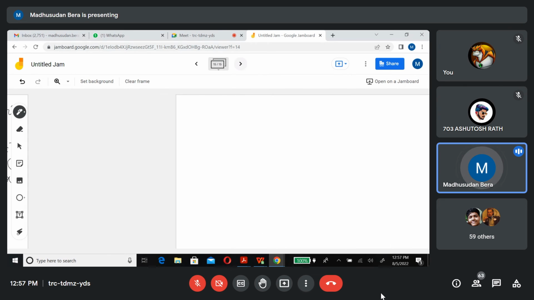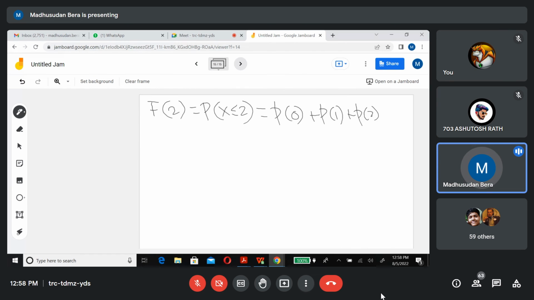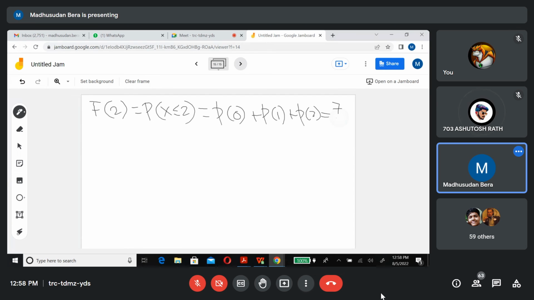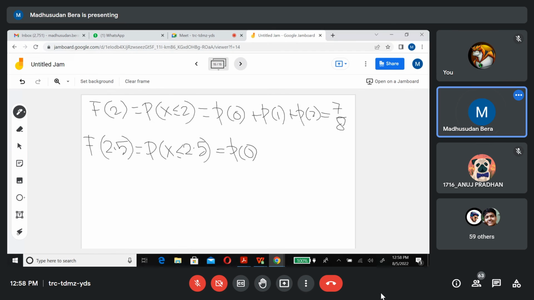Now suppose we are calculating F of 2. F of 2 will be the probability of x less than or equal to 2. That means p0 plus p1 plus p2, so it will be 7 by 8. What will be F of 2.5? Not 0, it is 7 by 8, since P0, P1, P2 sum to 7 by 8.